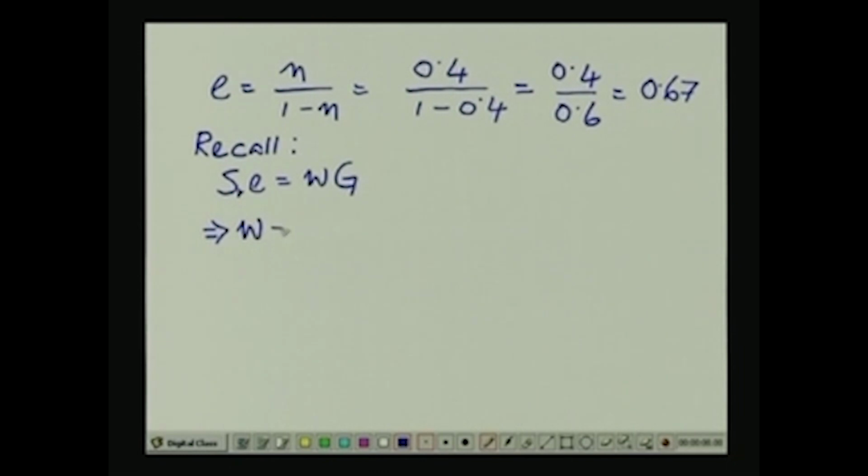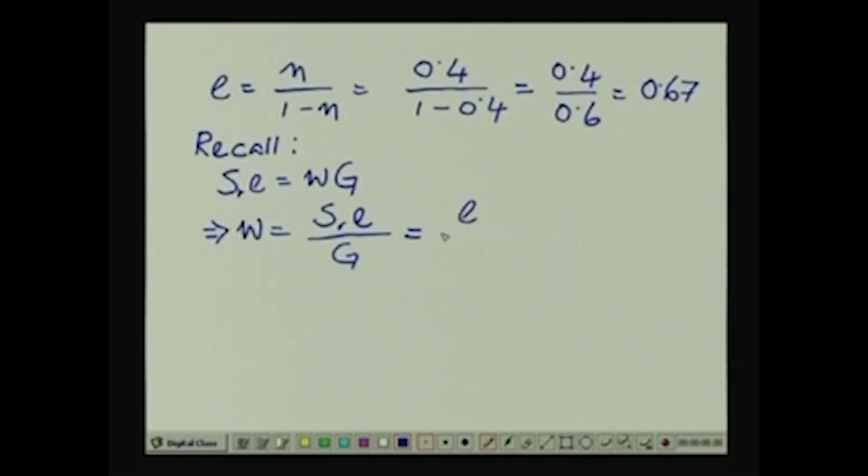W is equal to G divided by SR, so W is going to be given by just the inverse of that really. So W is going to be given by saturation ratio multiplied by the void ratio divided by the specific gravity of solids. We know in this case saturation ratio is 1 because the sample is completely saturated.